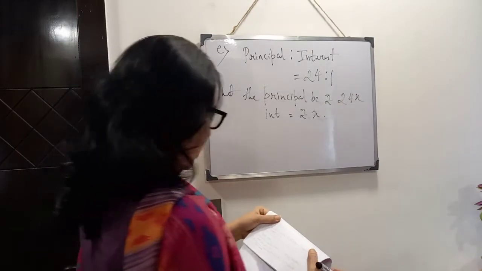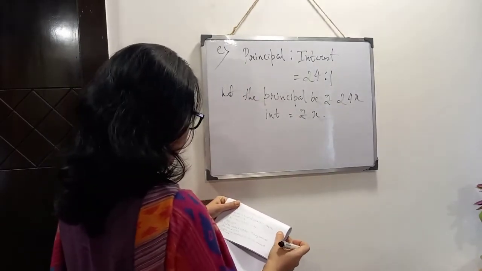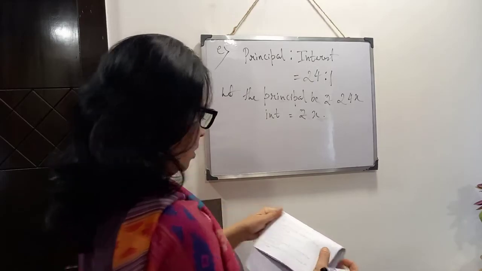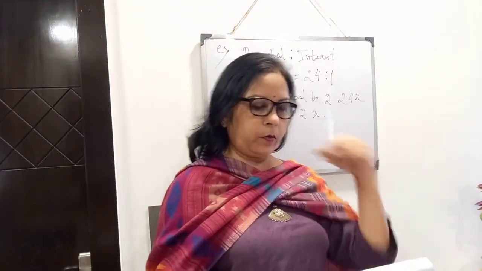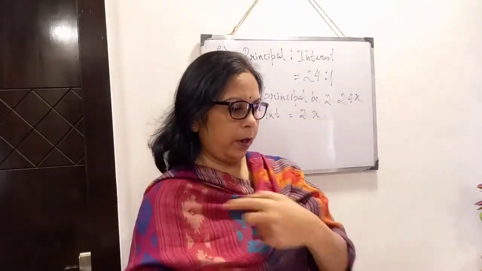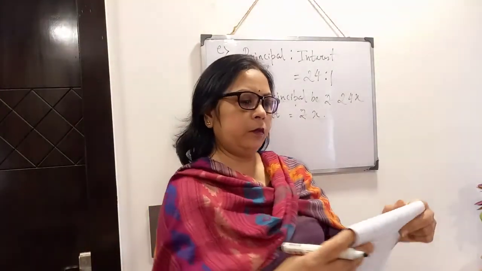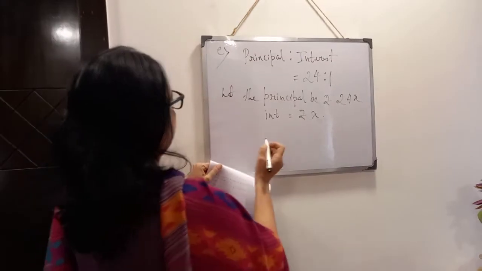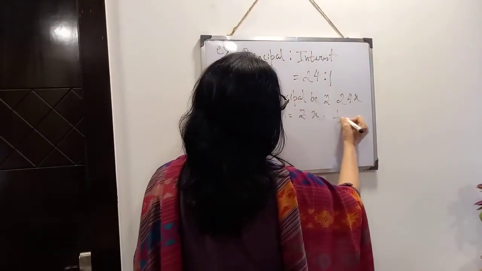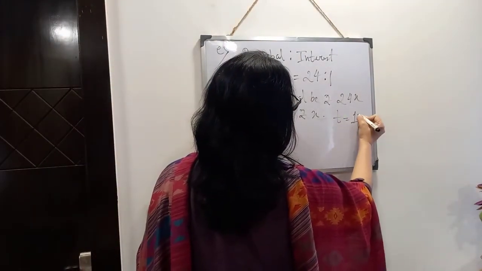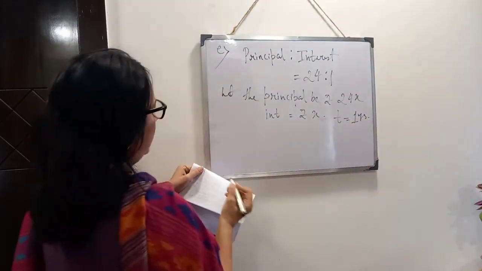Clear? Then rate of interest will be this. Okay, here rate of interest means we have to consider time period as 1. Clear? Rate of interest we have to calculate, so time period will be 1. It is not mentioned, but you have to understand. Rate of interest is asked, so time period is 1 year.